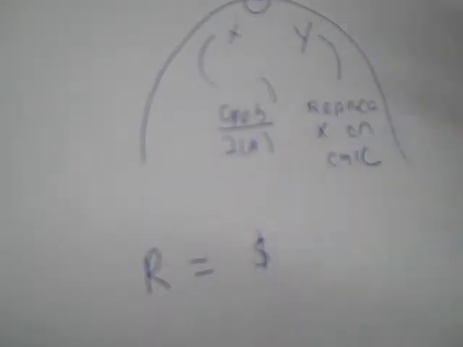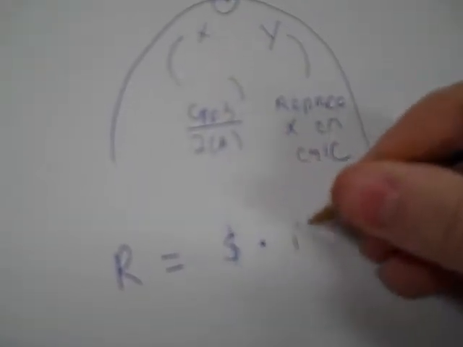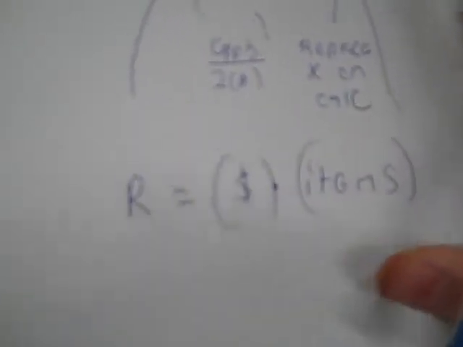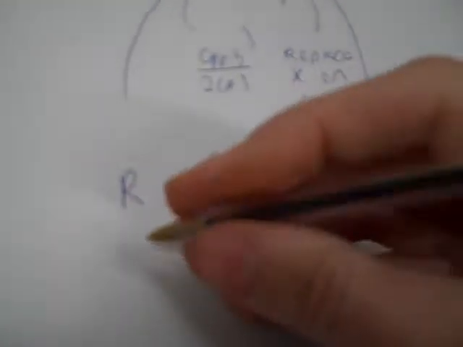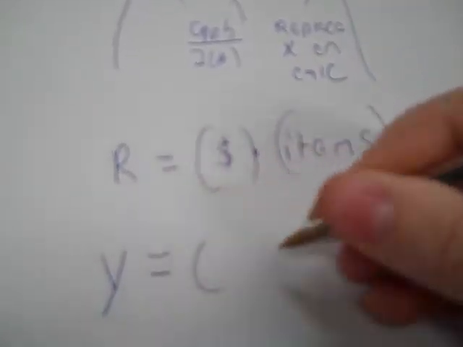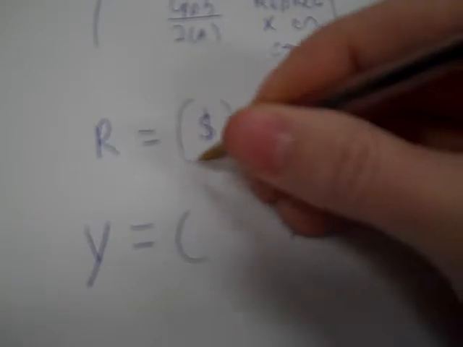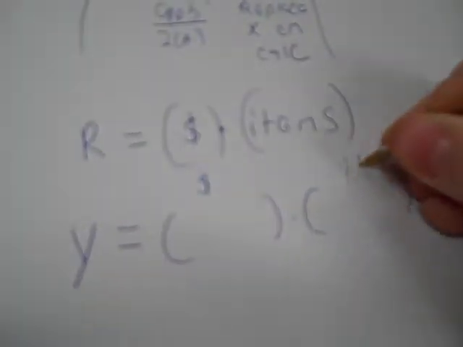Okay, this isn't gravity though, this is revenue, and revenue is equal to the dollars that we're charging times the number of items that we're selling. Each should have its own parentheses. So the revenue is my y, and then I make 2 parentheses, and this is money, and this is items.